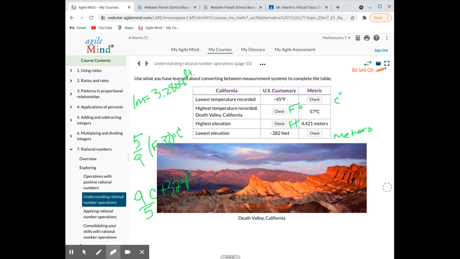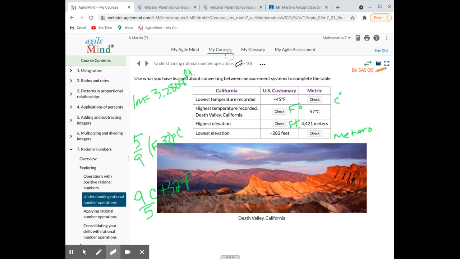Emma, take us through the first one. How would you convert negative 45 degrees Fahrenheit to Celsius? What would you need to do at negative 45? So first, I did negative 45 plus 32, and I got 77, and then I multiplied that by 5, and then I divided that by 9, and then rounded to 43. All right, so would it be negative or positive? Positive.